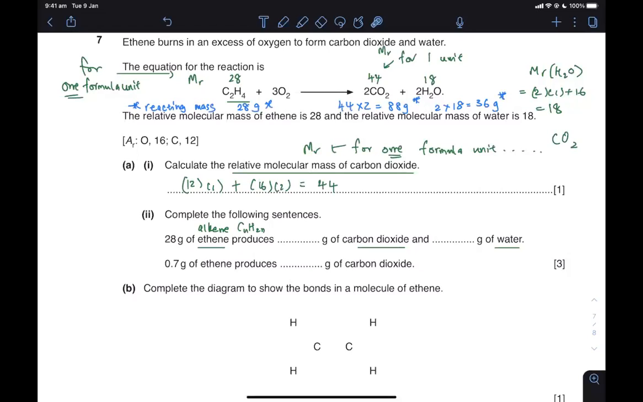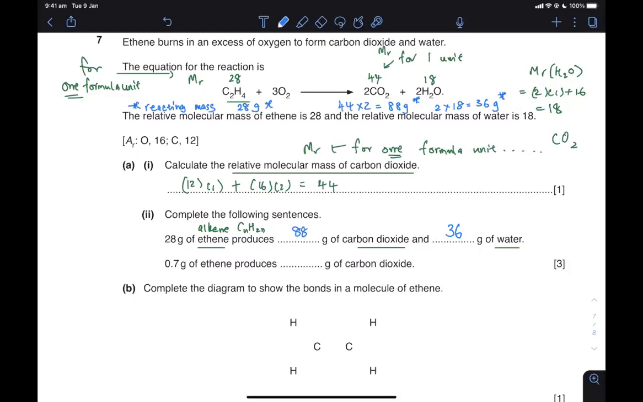So as you can see, I already did it. 28 gram of ethene will react to form 88 gram of carbon dioxide, and it will react to give me 36 gram of water. This question comes down to what you understand by MR for 1 formula unit, and what you understand by the balanced equation depending on the number in front of it.